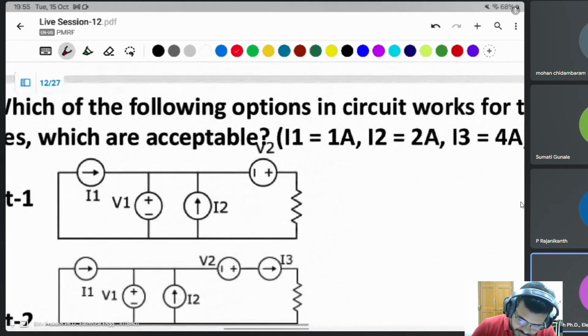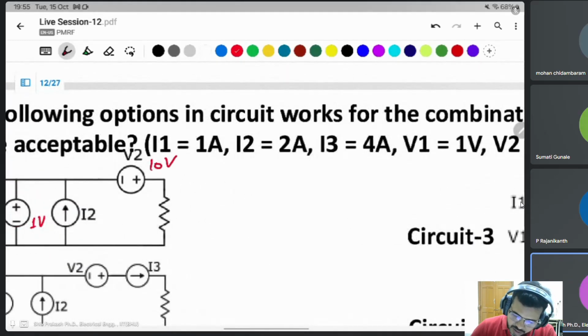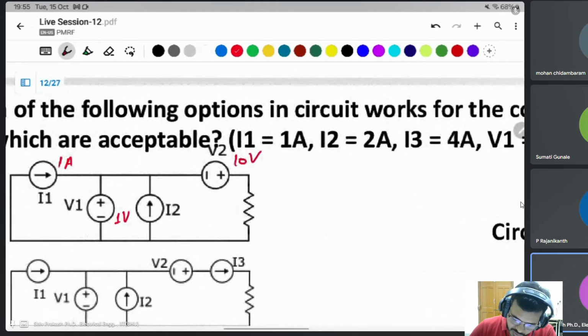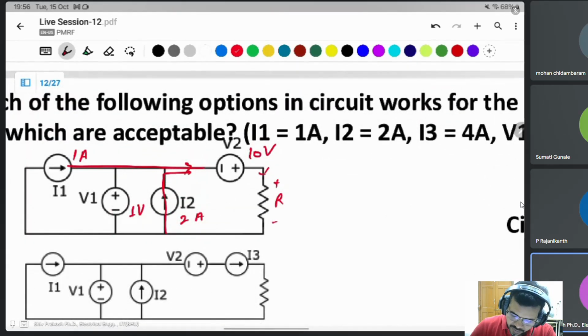I1 is given as 1 ampere, so this will be 1 ampere. V1 is 1 volt, V2 is 10 volt, and I2 is given as 2 ampere. Here the current is not mentioned, any current can flow, and resistance is also not given, so maybe the resistance decides the current. In this circuit, this current adds up, and this current also. Because the current is not given, simply use KVL in this case. In this loop, use KVL.